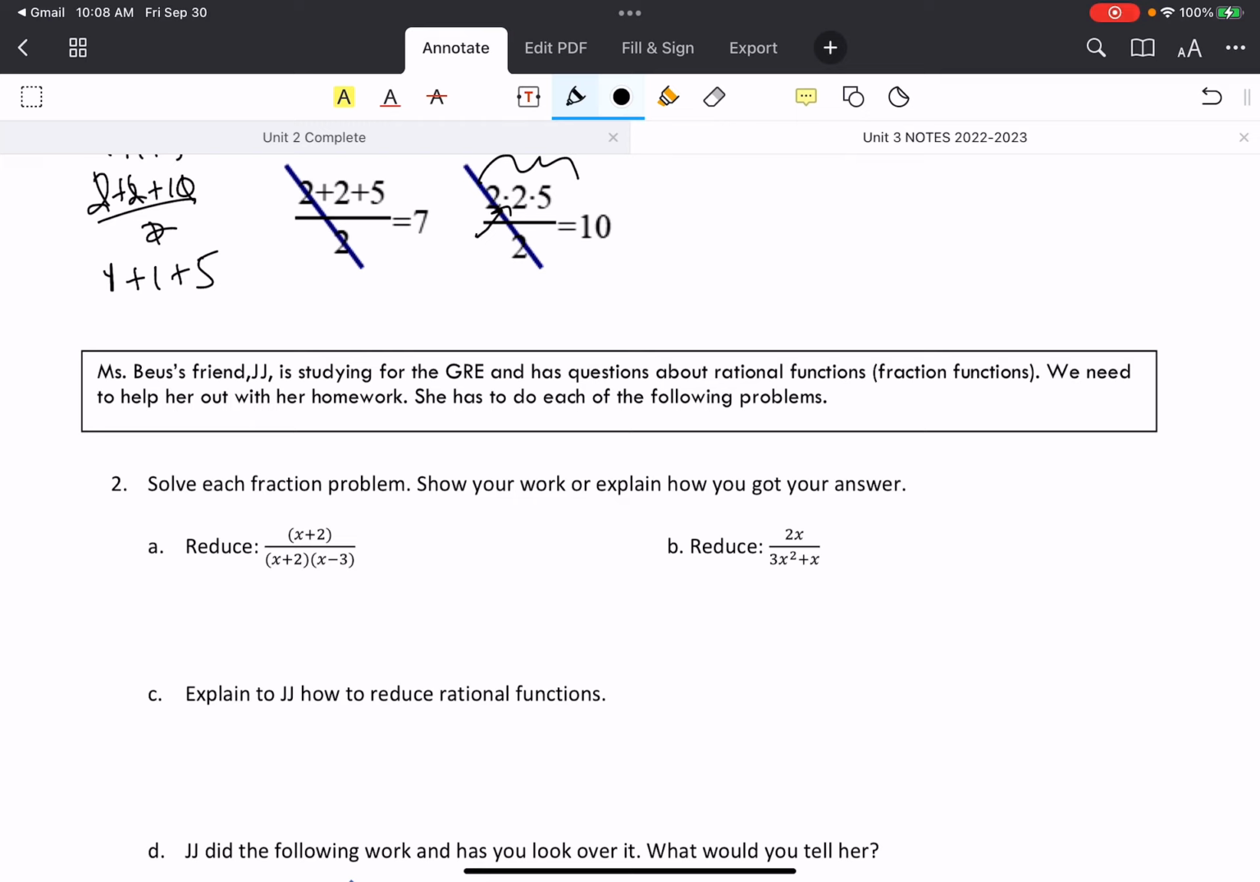Carter. Okay, that is a factor for the ones on number 1, but I want you to think last unit. Factored form, standard form, factored form. What's a factor?